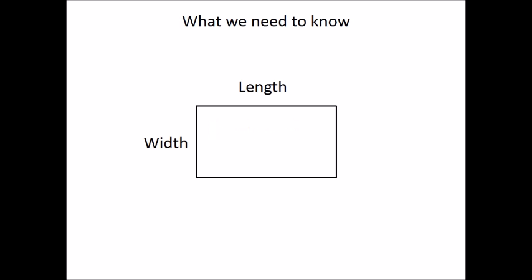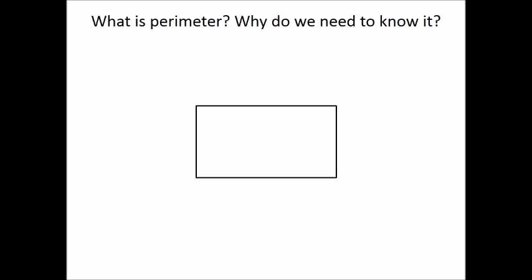So perimeter, what you need to know: length and width, and those are interchangeable. As long as you have one being length and one being width, you're okay. So it's interchangeable. What is a perimeter and what do I need to know?